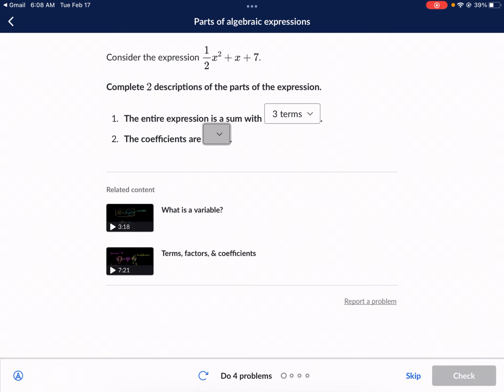Okay, so let's talk about which ones it is. We have 1/2 times the x squared, and we also have 1. So that is going to be our answer for that one. So really tricky. That's probably the hardest part to understand.